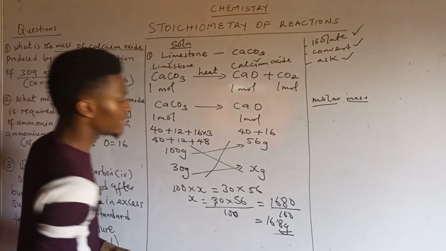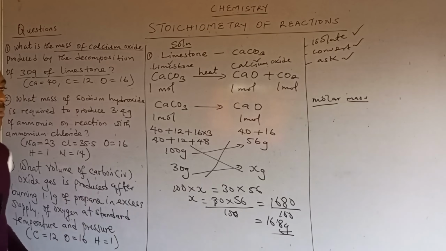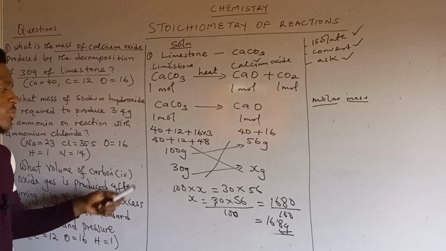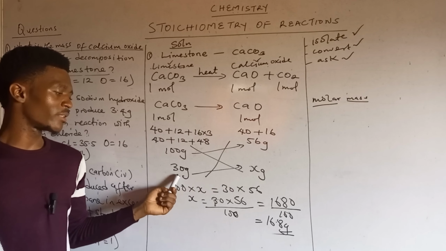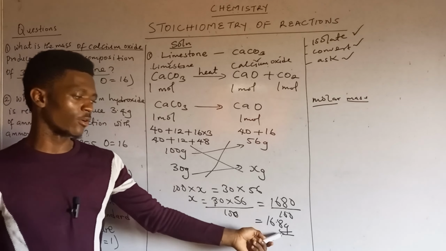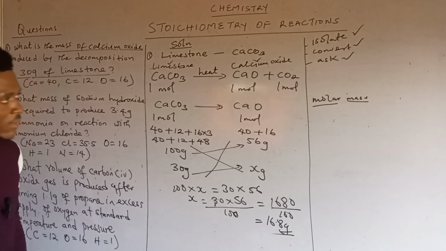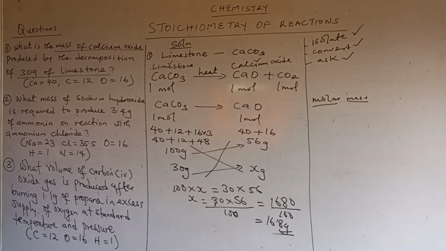16.8 grams. So it therefore means that our answer is 16.8 grams, in that 100 grams will release this. The decomposition of 100 grams will produce this, while the decomposition of 30 grams will give us 16.8 grams. So that's for question 1.